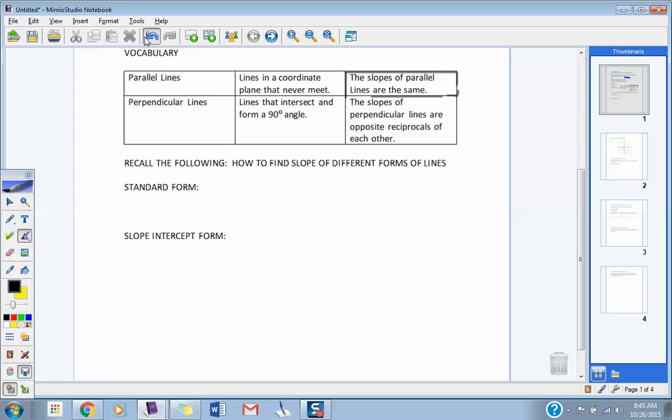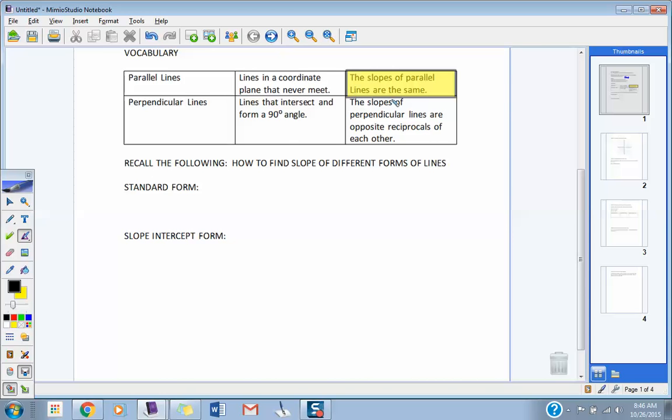What does it say about the slopes of parallel lines, guys? Come on, work. It does not want to work today. All right, one last time. Yeah, ain't technology great, Mrs. Olson? My words. There we go. Slopes of parallel lines are the same. Very important stuff.